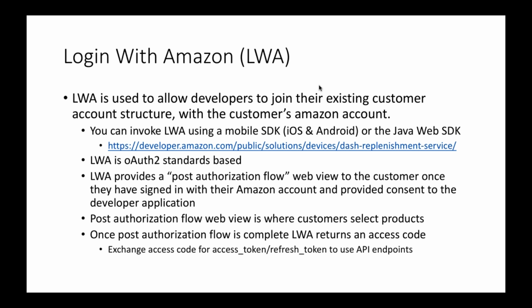Once the post-authorization flow is complete and the customer has selected a product and specified the billing address and payment instrument they wish to use with their Dash Replenishment enabled device, the post-authorization flow concludes, and LWA returns to the developer a set of tokens that are used to actually access Amazon capabilities like the DRS APIs, identifying that customer by the token. So for example, you would exchange an access code for an access token and a refresh token to use the API endpoints. And the refresh token is used to get more access tokens because access tokens expire.